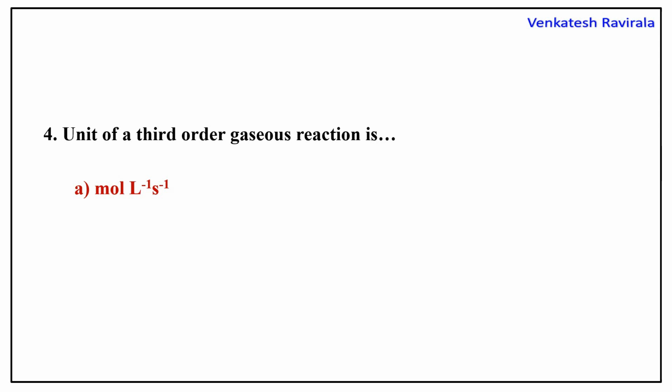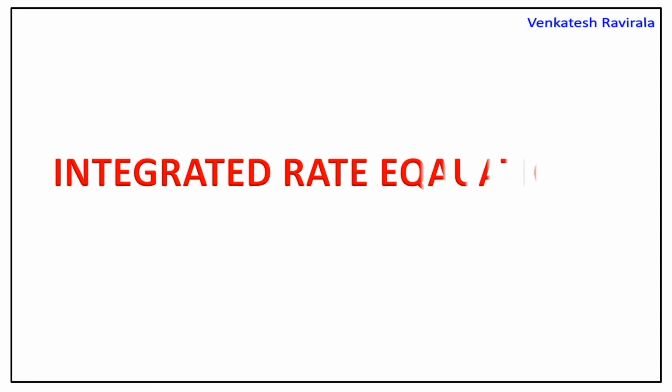Next, units of a third order gaseous reaction, isn't it? When you apply that formula, what are we going to get? atm to the power of minus 2 per second, isn't it? Next, this is about the rate constant and its characteristics.